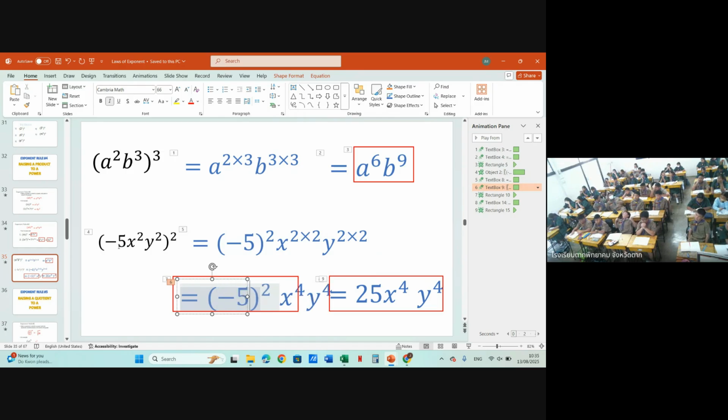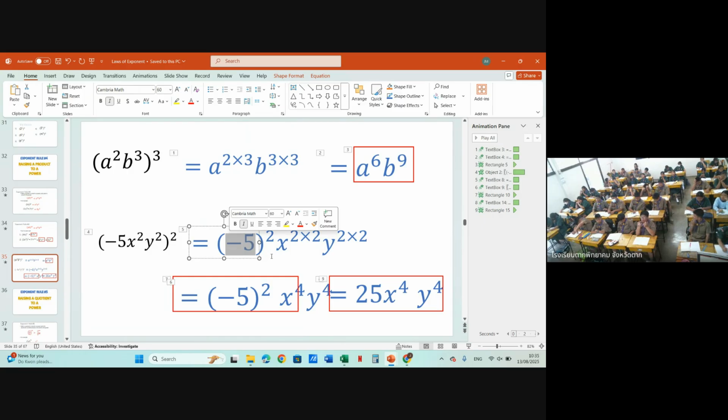Okay? Again, since there is a parenthesis, this is the quantity of negative 5x to the power of 2, y to the power of 2, all to the power of 2. If you're going to simplify it, the base would be a negative 5, a negative base number. So if you're going to simplify it, this should be negative 5, and this should be in the parentheses as well.